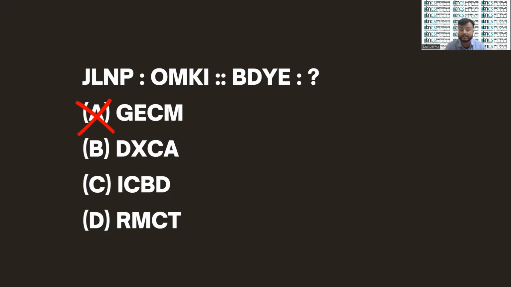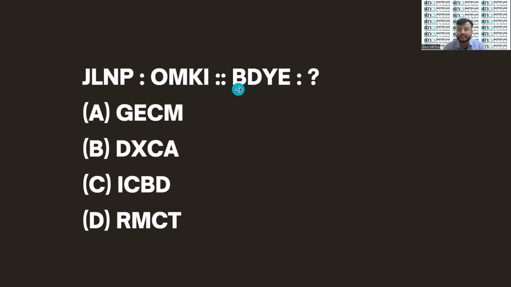So what is the correct option? The correct option is found when you try to identify the correct logic. What is that correct logic? The letter preceding J is I, and that is the last letter of the next set. The letter preceding L is K, and that is the second last letter. The letter preceding M is N, which is the third last letter, and the letter preceding P is O, which is the first letter.